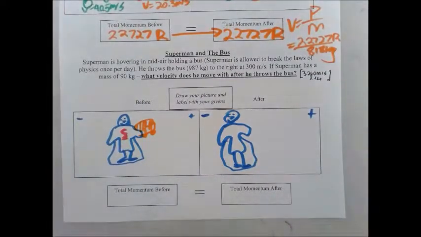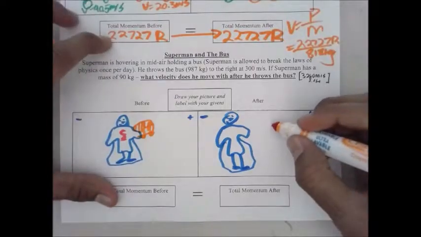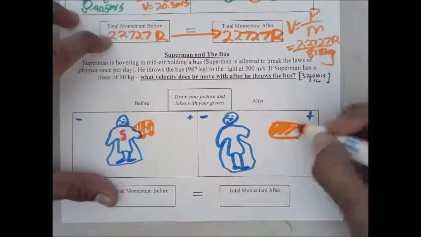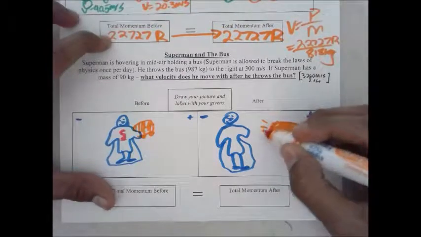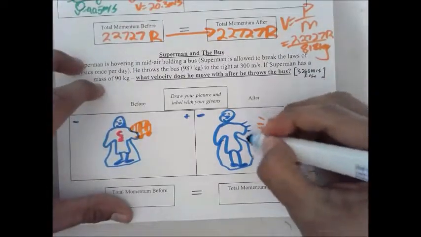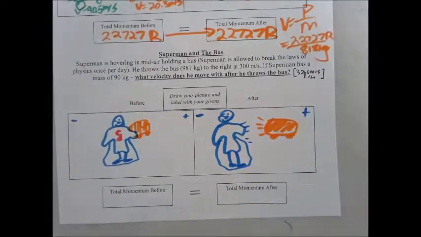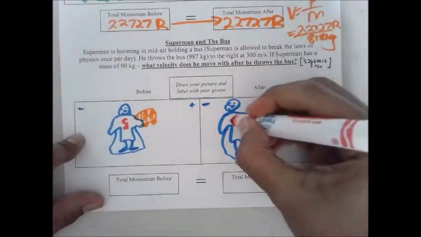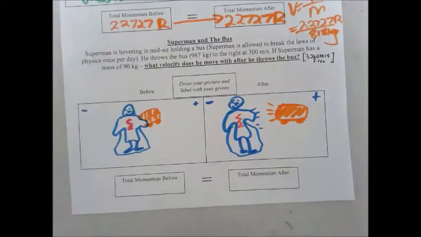This is just like the separations problem. Actually, this is a separations problem. We have a bus being thrown, and we know that if the bus is thrown that way, then Superman also has to go the other way in order to conserve momentum. The exact amounts we don't quite know yet. So let us do some math and figure out what is going on here.